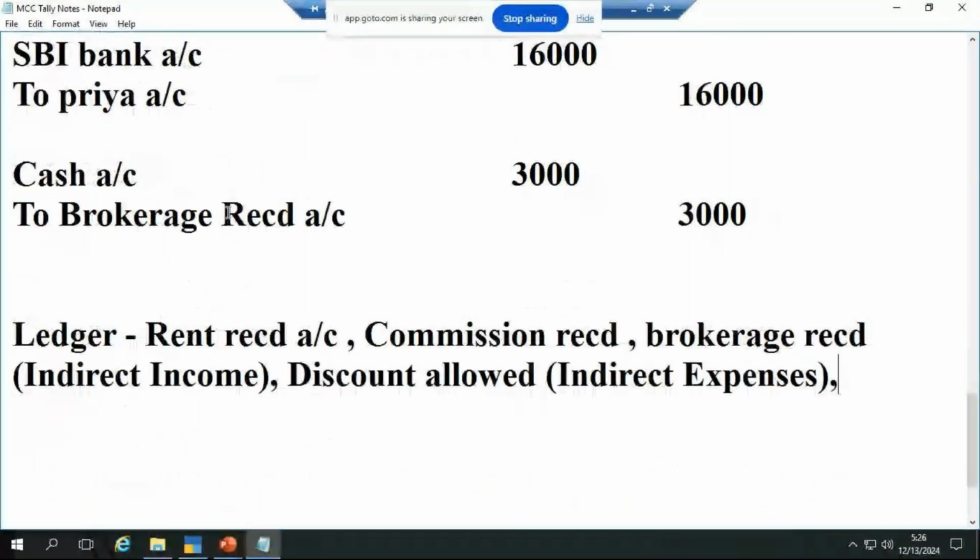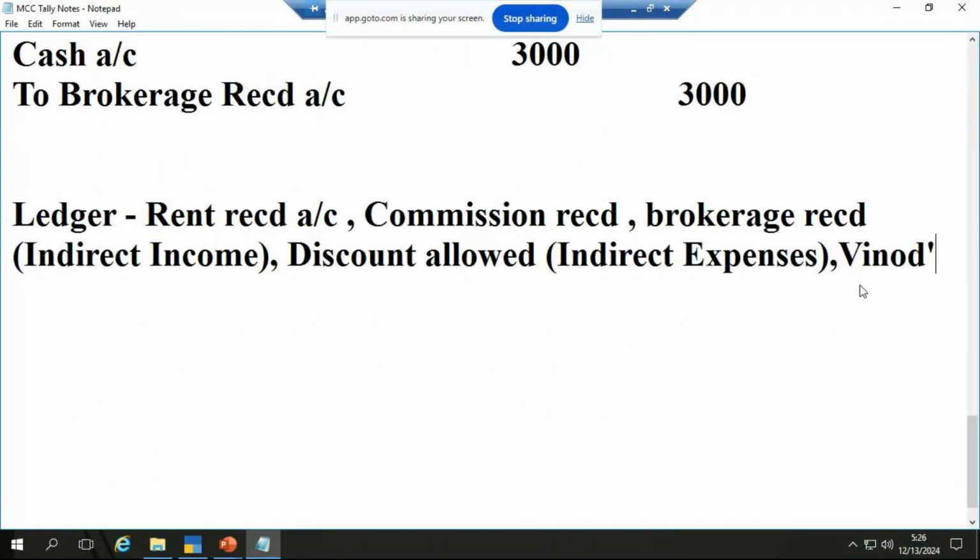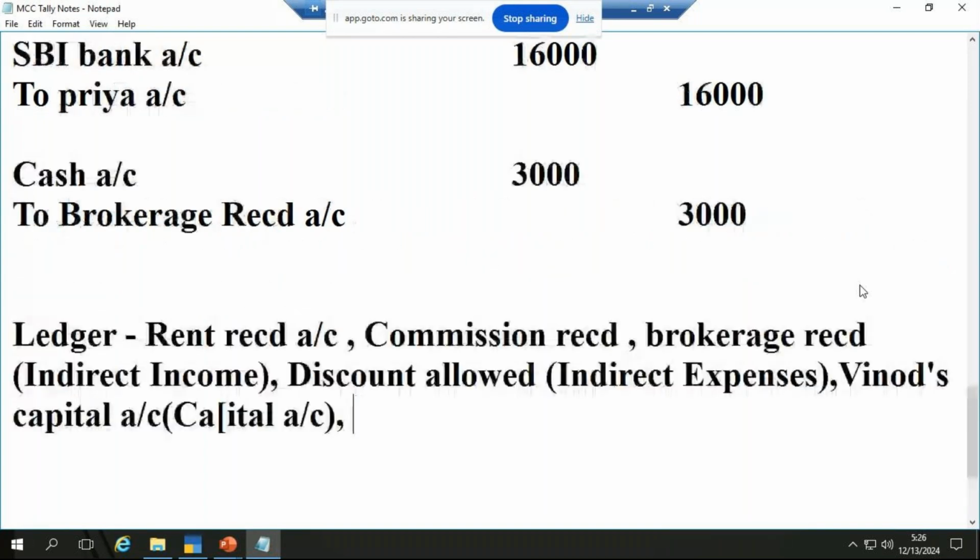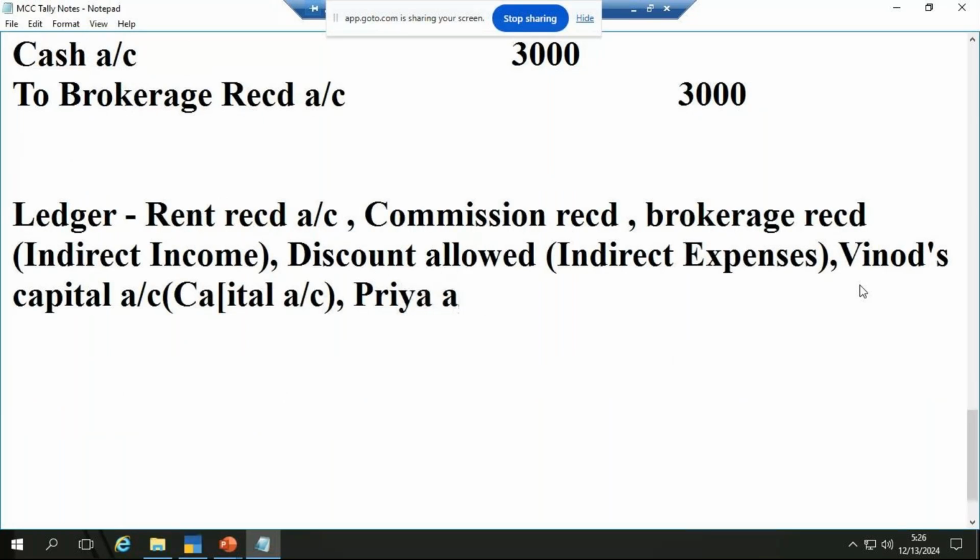Fine. So I'll create here Vinod's capital account, which comes under the capital account group. Next, you have Priya's account. We are receiving the check from Priya, so she is a sundry debtor for us. Sundry debtors. Do you have any query regarding the creation of ledgers?